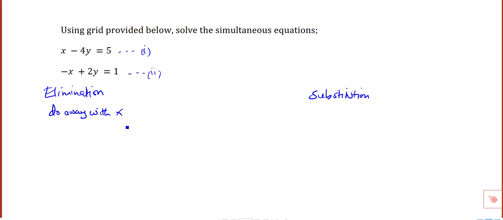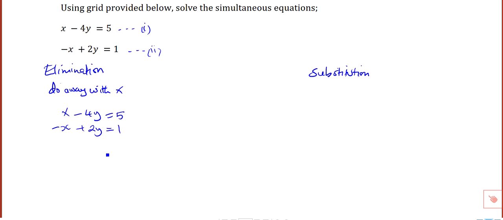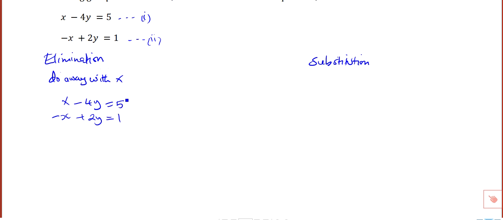Now, for me to do away with x, I'll take x minus 4y is equal to 5, and then minus x plus 2y is equal to 1. Doing away with x, I will multiply equation 1 by the coefficient of x in equation 2. The coefficient of x here is -1, so I'll multiply this one with -1, and then I'll multiply equation 2 with the coefficient of x in equation 1, which is 1.